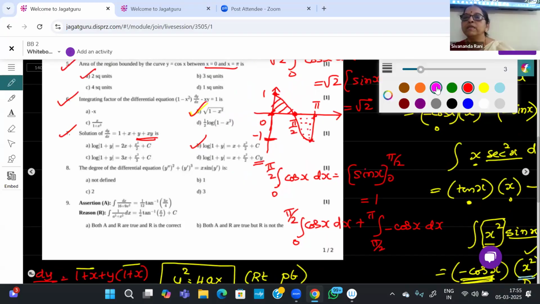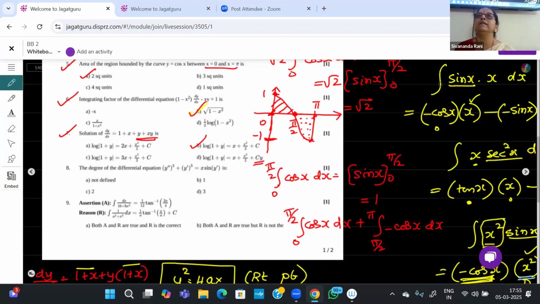How many of you chose this? B option. Of course, many of you said that in the beginning itself. You would have done, I'm sure. Okay, next one. Next one is a very obvious thing.